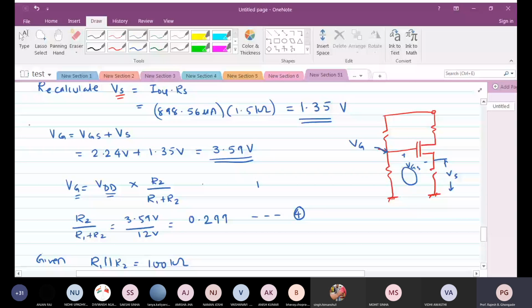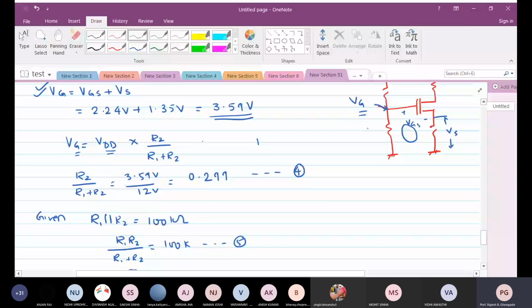All right. So from that I can find out what should be the value of Vg. But Vg is also given by a potential divider equation, which I am using over here: VDD into R2 divided by R1 plus R2. So I get one equation corresponding to that because we already know Vg. That turns out to be 0.299. R2 by R1 plus R2 happens to be equal to 0.299. Call this equation number 4.